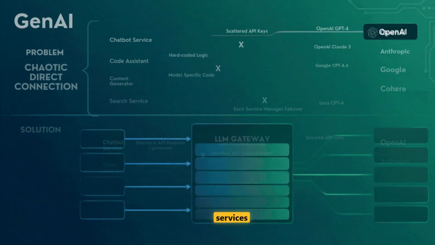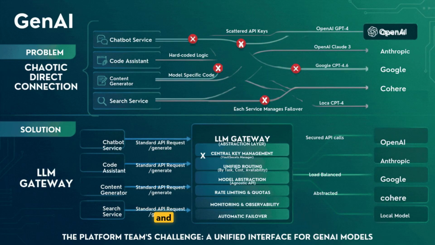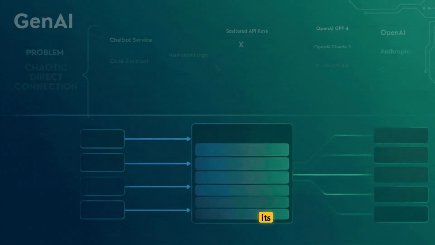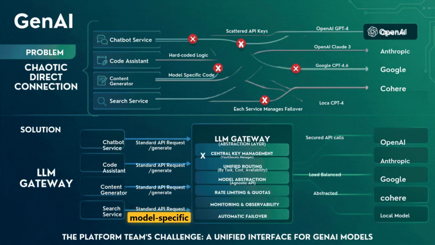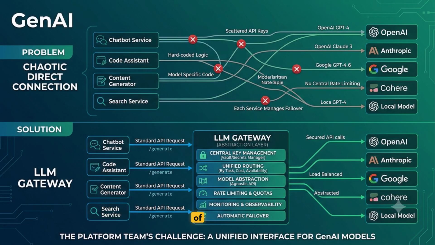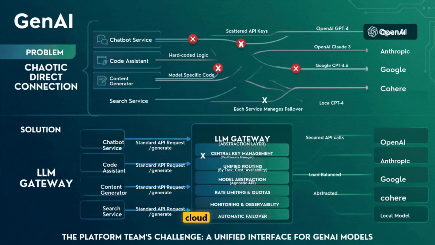code assistant, and search directly talk to providers like OpenAI, Anthropic, and Google. This direct wiring forces every single microservice to handle its own secret keys, model-specific payload formats, and retry logic. It creates a spider web of scattered credentials and zero central rate limiting, which causes massive key leaks and unexpected cloud bills during traffic spikes.